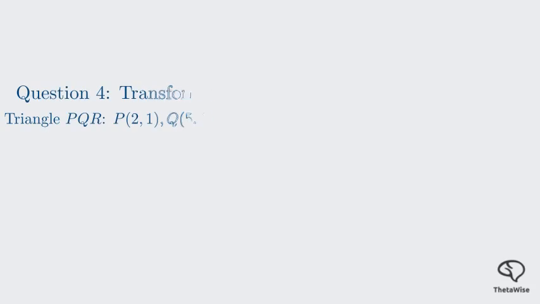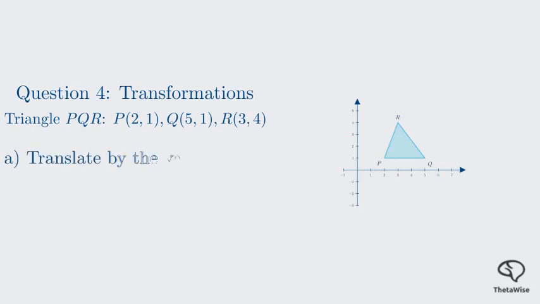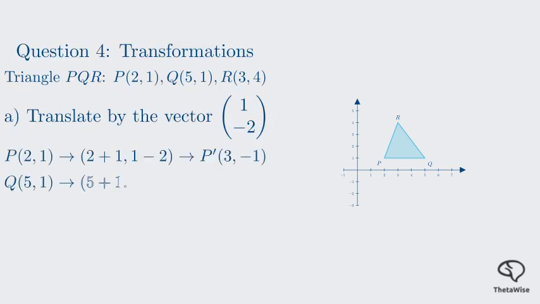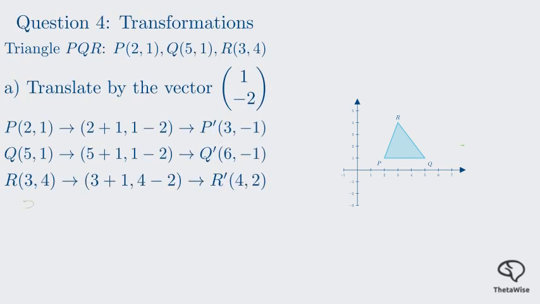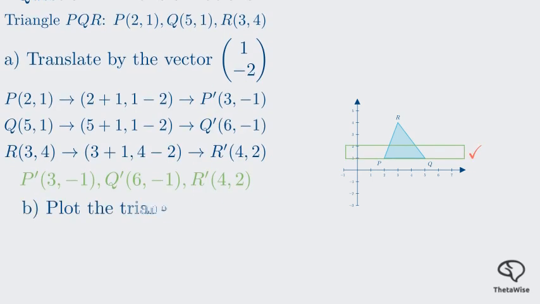Let's look at how we can move shapes on a coordinate grid. We have triangle PQR. A translation moves every point by the same amount. The top number in our vector, 1, tells us to move right by 1 unit. The bottom number, -2, tells us to move down by 2 units. Adding the vector to each coordinate gives us our new points. These are our new coordinates. Notice how the shape remains exactly the same size and orientation. It has simply slid across the grid.